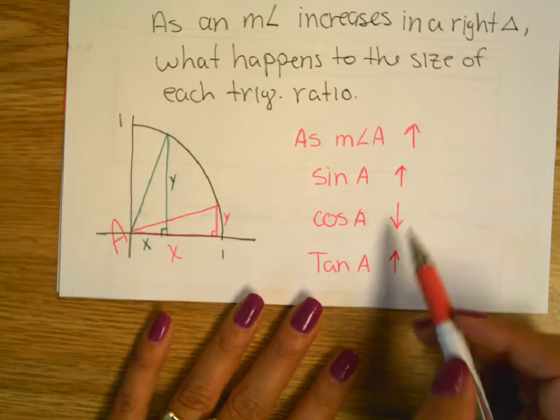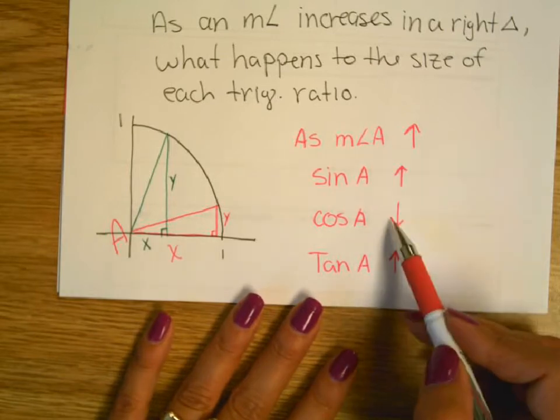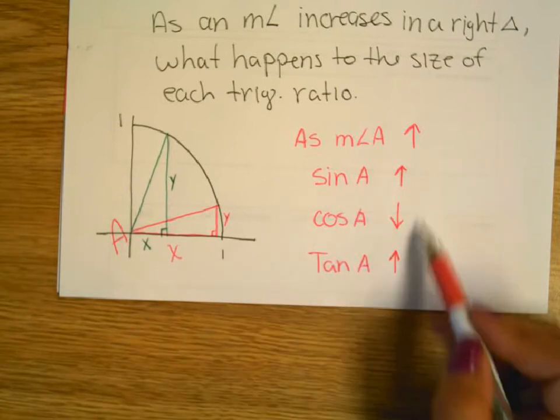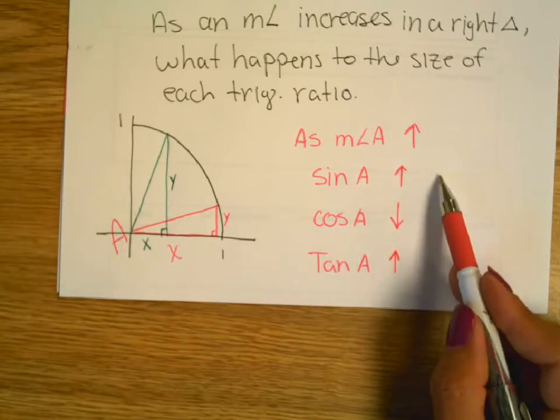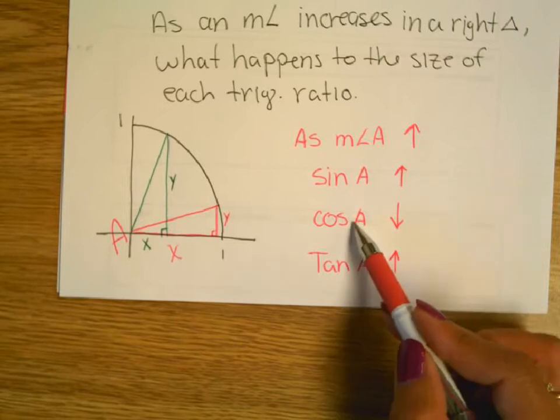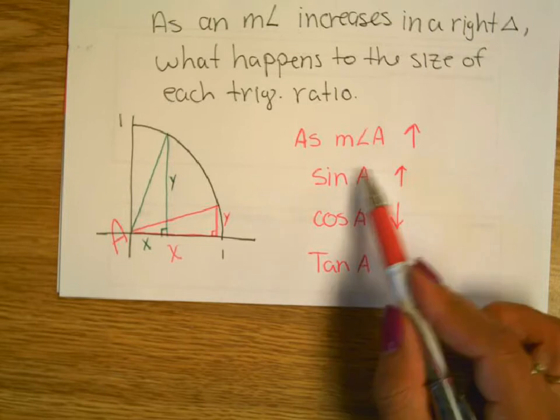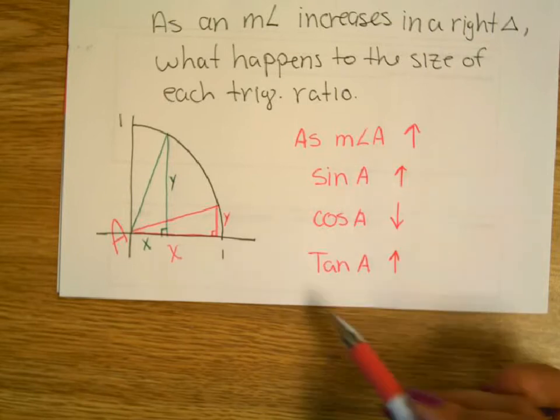So two of the functions increase as the angle increases, the cosine decreases. And then the reciprocals would do the opposite, but we just usually focus on these three. So that means cosecant would get smaller, secant would get bigger, and cotangent would get smaller. But we usually just focus on these three.